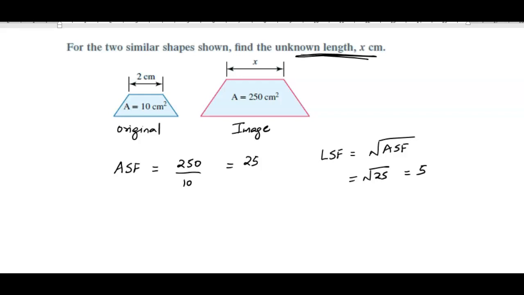Now that I've worked out the length scale factor, let's go back to the formula for length scale factor: the length of the image divided by the length of the original. Which means 5 must be equal to the length of the image, which in this case is x, divided by the length of the original, which is equal to 2. Solving for x, we can multiply both sides by 2, which gives us the unknown length being equal to 10 centimeters. And that's how we use the scale factors to solve for unknown quantities. In this case, we've solved for unknown lengths.